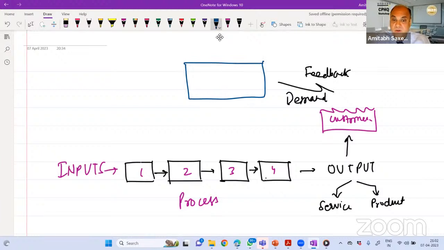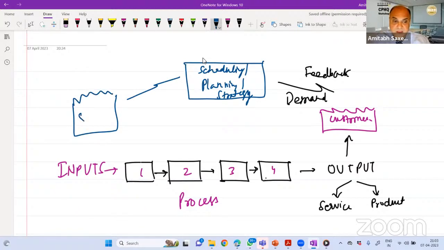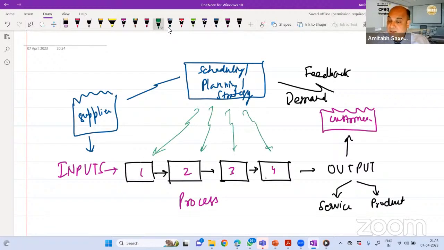your governing board, your planning, scheduling or strategy team would instruct the suppliers to provide the relevant inputs. And also they will instruct the relevant departments about the policies and procedures and the standard operating procedures which need to be followed in order to satisfy the demands of the customer, so that the customer is happy.